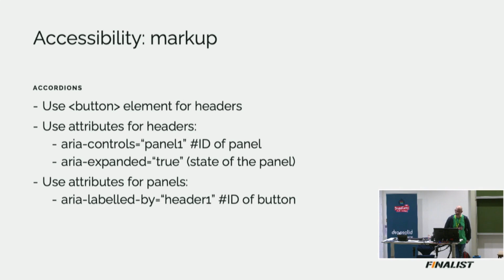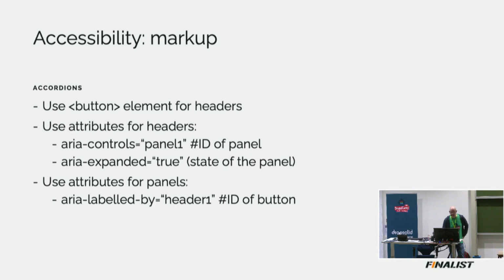So for the markup, the header should use the button element, and a couple of ARIA attributes should be used. ARIA attributes are used to communicate with the screen reader what certain parts of the web page are about. So in the case of the headers, they should have the aria-controls attribute, which should refer to the ID of the panel, because that's the part of the website that's being controlled by this button. And if the panel is open, the value of the aria-expanded attribute should be set to true, so the screen reader knows that the panel is open.